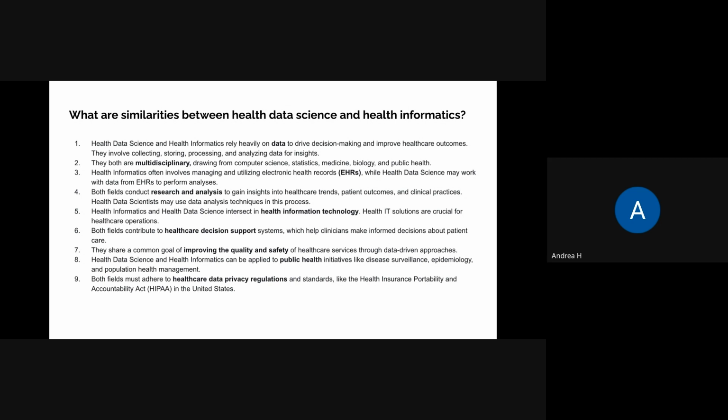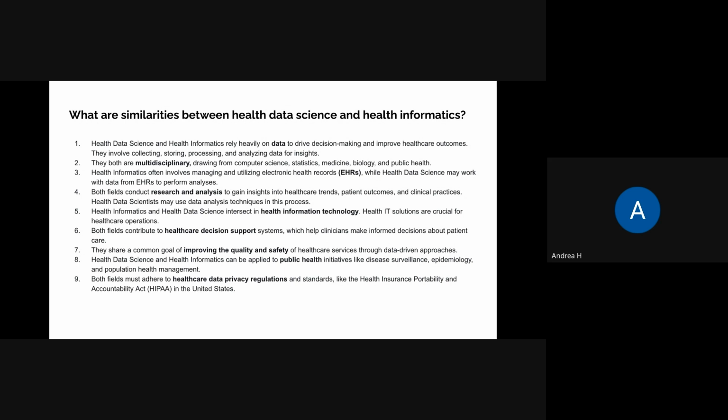I've built models for state health departments to help them make informed decisions about how to deploy public health resources. So there are different ways you can do that. And they both share a common goal of improving the quality and safety of healthcare services through data-driven approaches. Health data science and health informatics can also be applied in public health initiatives, which I mentioned before, like disease surveillance, which was what I used.